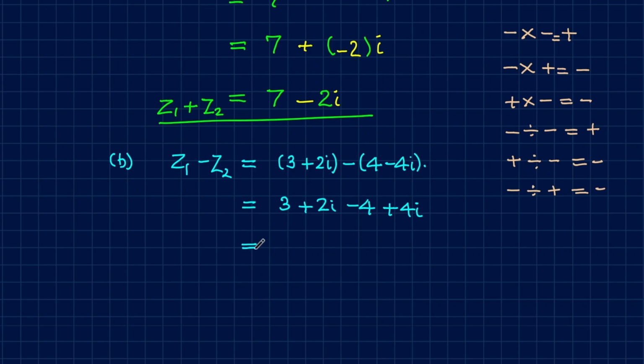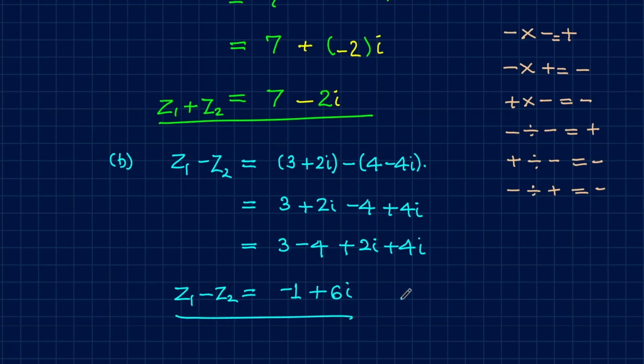Collecting the real parts together, we have 3 minus 4, and also grouping the imaginary parts together, we have plus 2i plus 4i. So simplifying the real part, we have negative 1, and here this simplifies to positive 6i. So when we subtract Z1 minus Z2, this is the result we get.